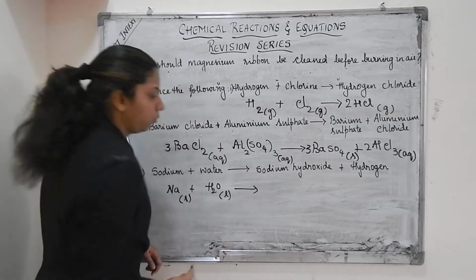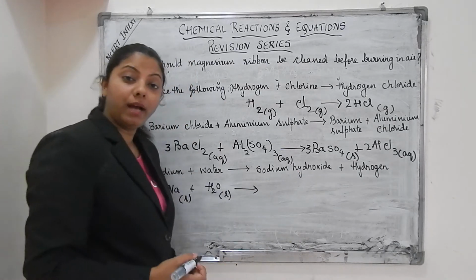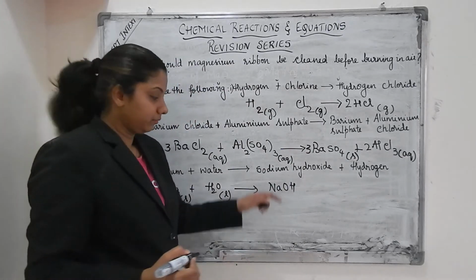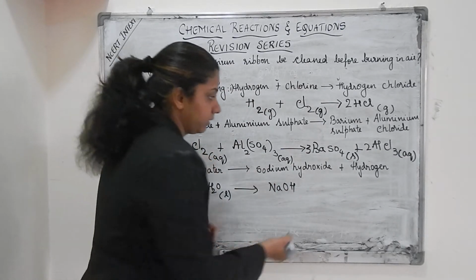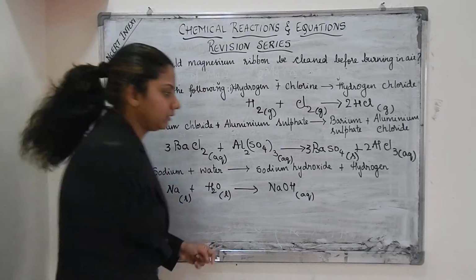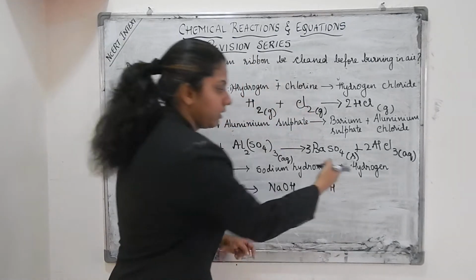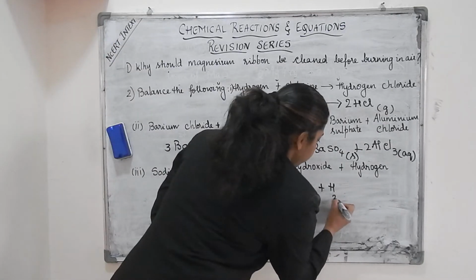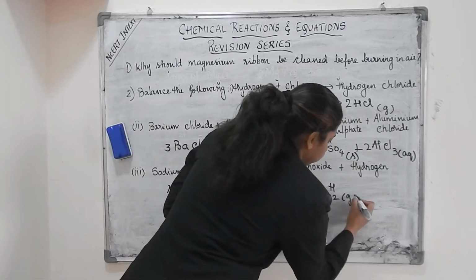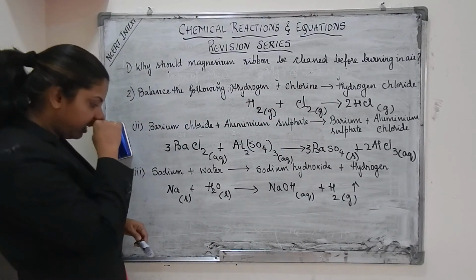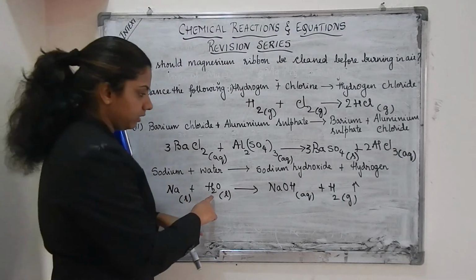Water is liquid. So what we get here is sodium hydroxide. What is it? NaOH. Okay. Na plus OH minus. Now sodium hydroxide in the dissolved state, so aqueous plus hydrogen. Students, once again the same rule applies here. So it's a diatomic gas, so H2. It's a gas. Okay, you can write upward arrow mark here. Okay, let us see now how to balance it.